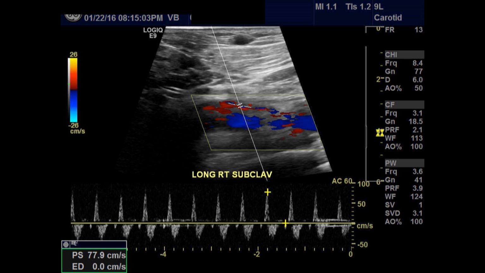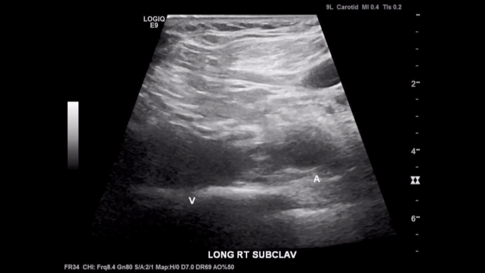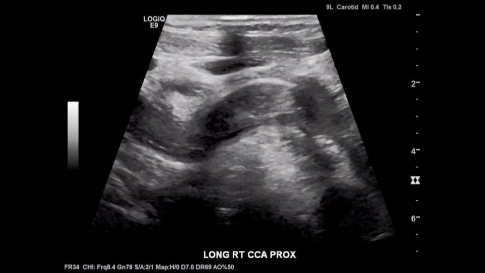Will be interesting to see that again the red, actually the blue is supposed to be going toward the arm because this is the origin of the subclavian and arm is going that way. So the blue, the negative flow would be my flow towards the arm in this case.